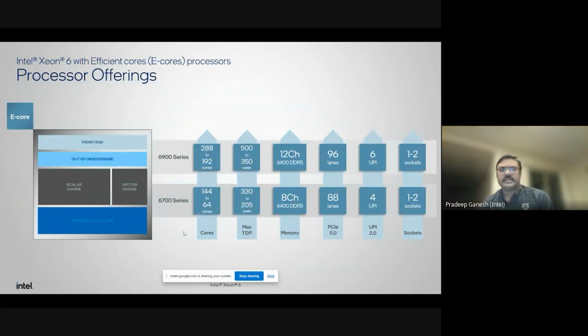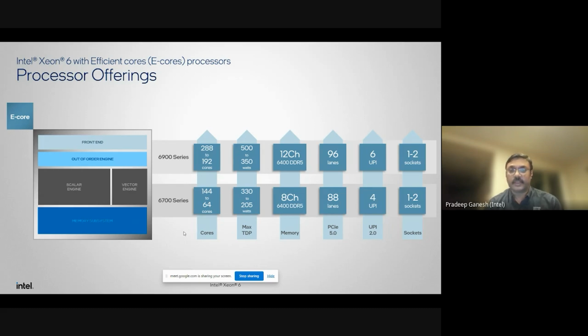Let's quickly see what the offerings are from Xeon 6 with E-cores. Xeon 6 with E-cores has two series, the 6900 and 6700. They're different platforms because they have different memory channels. All of them are LGA. The 6900 provides up to 288 cores, and the 6700 provides up to 144 cores. The 6900 provides up to 12 channels of memory.